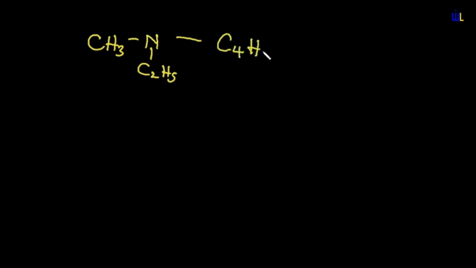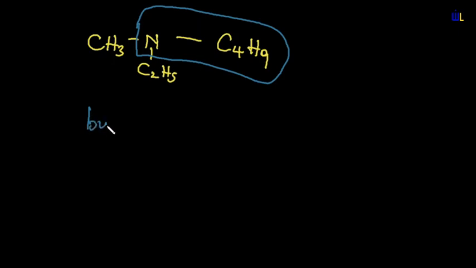a different structure. Take, for instance, you have something like this: CH3 attached to N, attached to C2H5, attached to C4H9. So how do we tend to name this particular compound? Very easy. The longest chain here is this one, which means that our parent chain obviously has to be from this end. Basically, that's the first thing. So naming this is butane, so this is going to be butanamine.